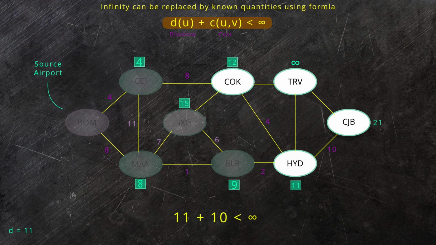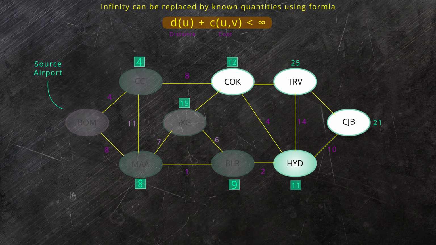Now look at the next one. HYD to TRV. The cost of operation from HYD to TRV is 14. Distance of HYD is 11. So 11 plus 14, that is 25. 25 is less than infinity. So you will be updating that as 25. So all the routes from Hyderabad airport have been selected. So now we will not go back to Hyderabad. So this will be the selected airport.